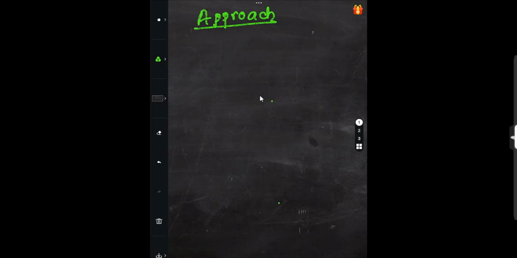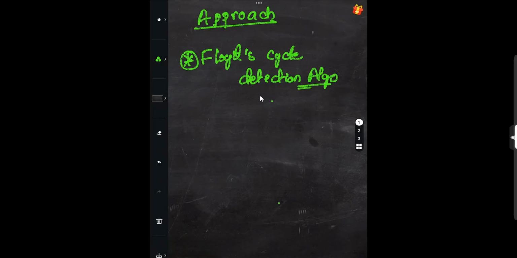First thing is, we'll be making use of Floyd's cycle detection algorithm here. Just keep this in mind. It is also called the two-pointer technique. So we'll be going with two pointers. First, we will be making use of two pointers: one is slow and one is fast. This is the first step.